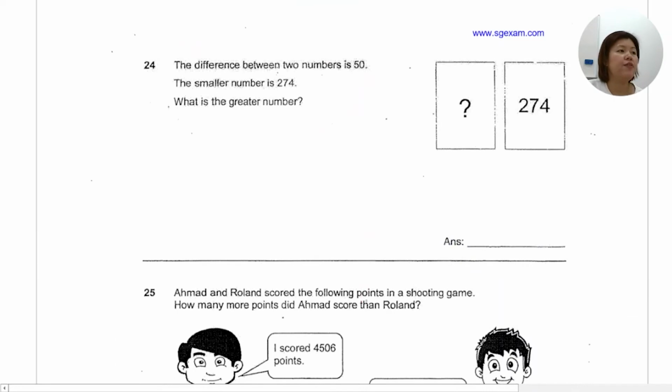Next, the difference between two numbers is 50. The smallest number is 274. So this is a small number, means this is a big number. And since their difference is 50, so I'll take 274 plus 50 because it's a bigger number. Answer is 324.